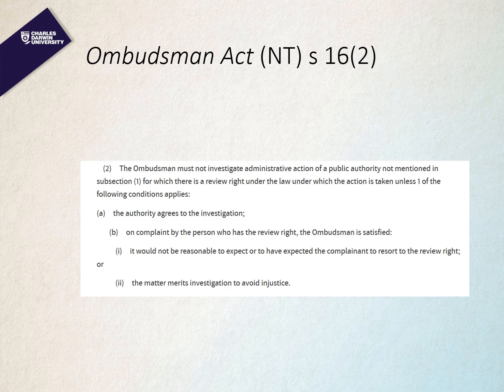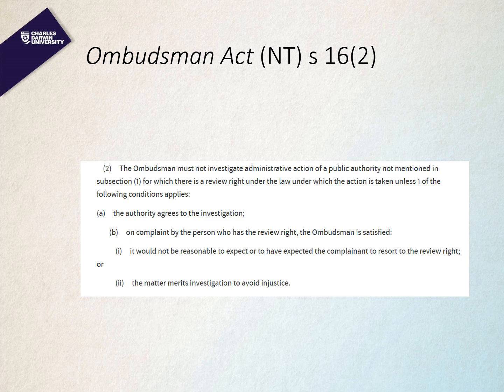A, the authority agrees to the investigation. B, on complaint by the person who has the review right, the Ombudsman is satisfied, 1, that it would not be reasonable to expect or to have expected the complainant to resort to the review right, or 2, the matter merits investigation to avoid injustice.